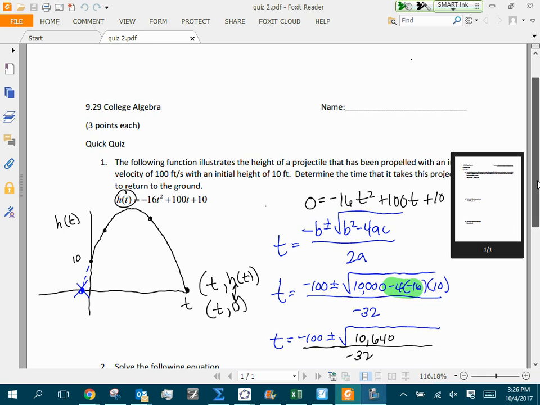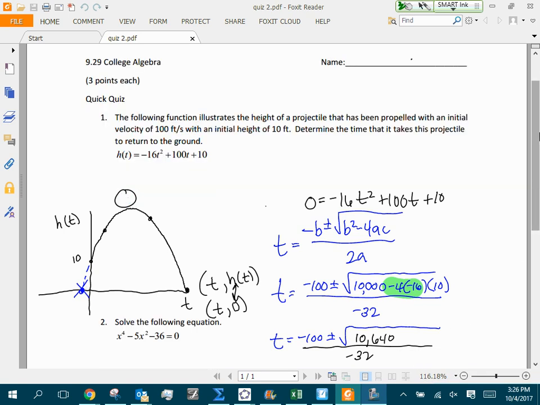When we plug this stuff into our calculator, because that's not a really nice number, grab my calculator real quick. The square root of 10,640 gives me about 103.15. So that's approximately negative 100 plus or minus 103.1504. And we'll divide that then by negative 32. Okay, hopefully you recognize that that's going to give 2 solutions.